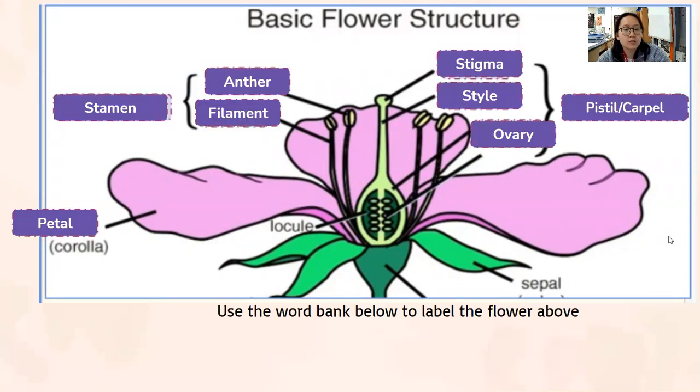Here are the answers. So as you can see, there's a petal on the outside. That's the colorful part that is very eye-catching. The stamen is the overall male part that consists of the anther, which is the knob at the top, and the filament, which is the thin strand holding up the anther. On the pistil or carpel over here, which is the overall female part, we have the sticky stigma at the top, we have the tube known as the style, and at the bottom we have the ovary that contains the ovules, which will become seeds.